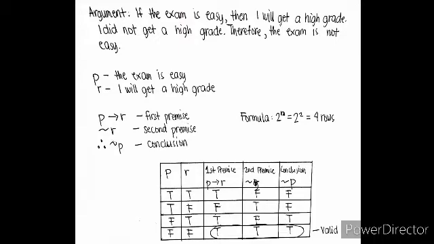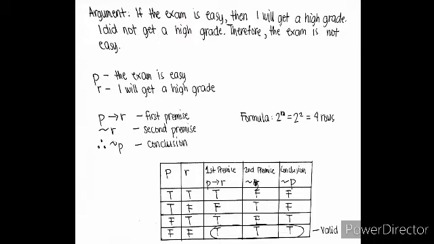First thing that we should do is to write the argument in symbolic form. It means that we're going to assign a variable or a letter for each component of the premises. Let P represent "the exam is easy" and let R represent "I will get a high grade." P implies R is the first premise, not R is the second premise, and the conclusion is not P. In the truth table, the first column is P with the possibilities of true, true, false, false. The second column is R with the possibilities of true, false, true, false. The third column is the first premise, P implies R.